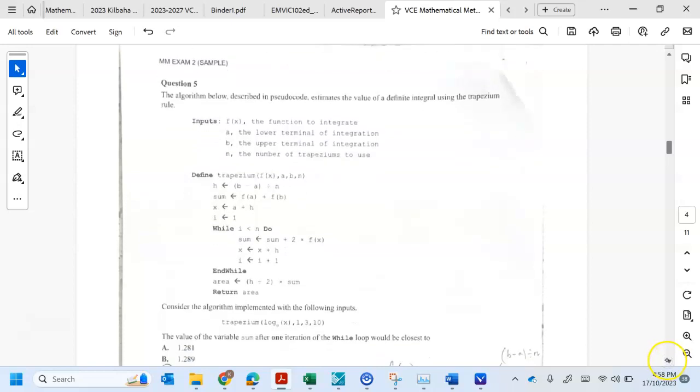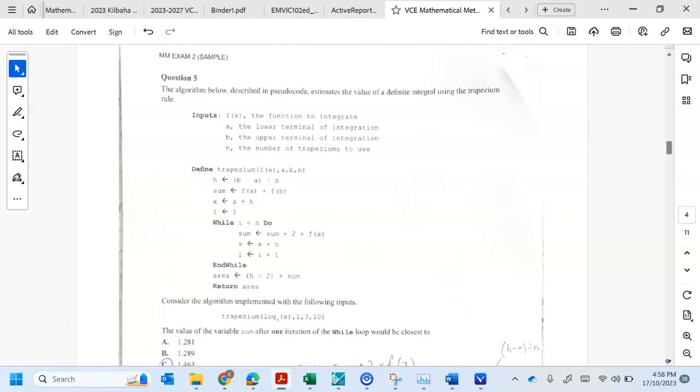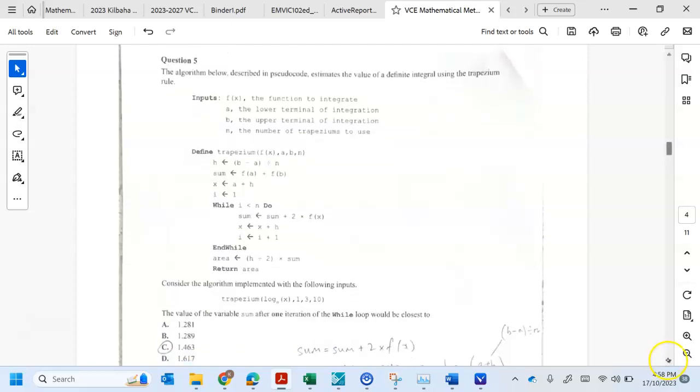Now we've got a pseudocode question. All right, the algorithm below described in pseudocode estimates the value of a definite integral using the trapezium rule. So I don't think you would see trapezium like the question above and then trapezium in pseudocode, but you never know. All right. So always take note of what is being defined. So A is your lower, B is your upper, and N is your number of trapeziums. And then it's usually defined down here.